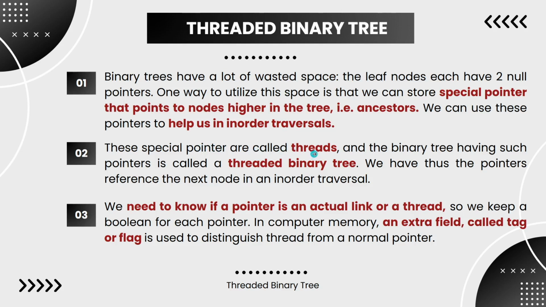So, the special pointer, that is the pointer to an ancestor, is what we mean as threads. And when a tree has threads, we call such a binary tree a threaded binary tree. And we need to know whether a pointer is actually a pointer to a child node or a pointer to a thread. So, in order to differentiate this, we are going to maintain a special variable or flag. That flag will distinguish a normal pointer from a thread. A normal pointer is a pointer to a child, and a thread is a pointer to an ancestor.